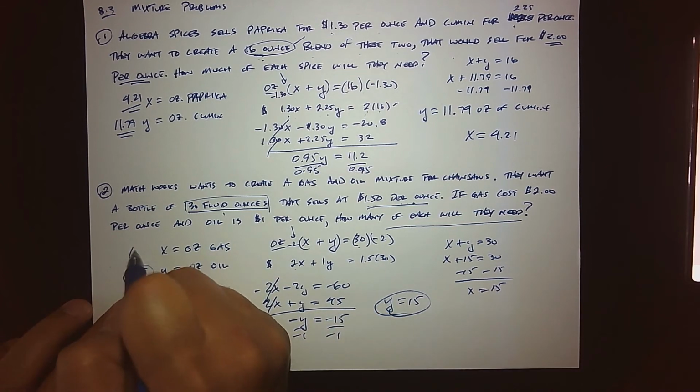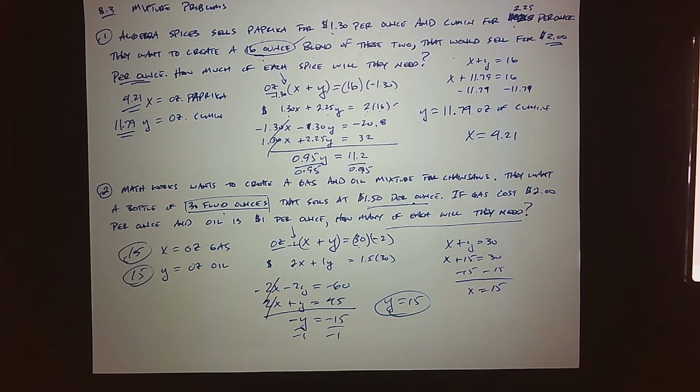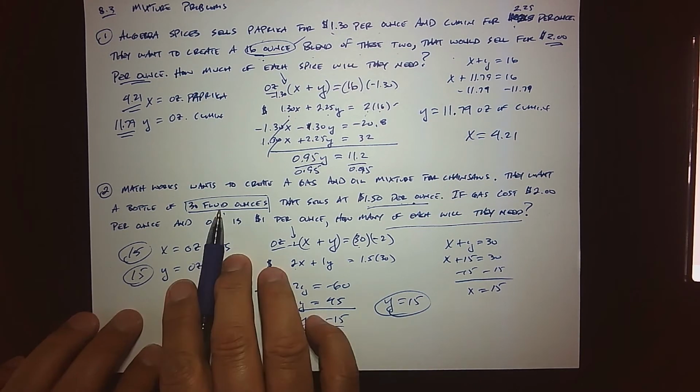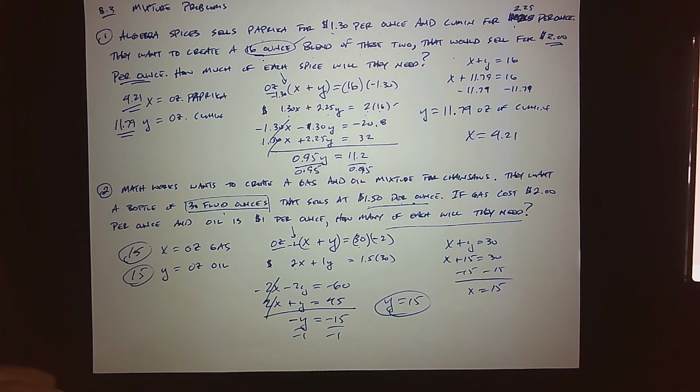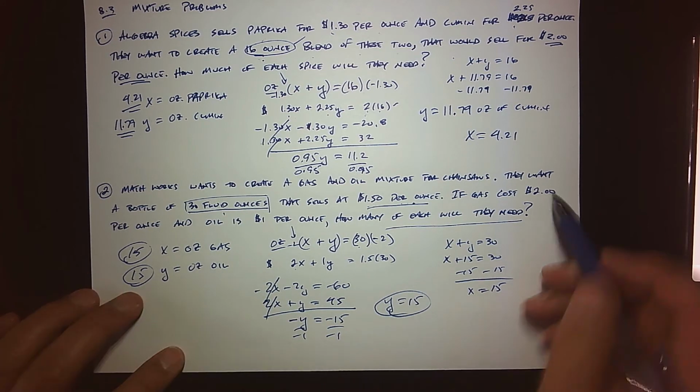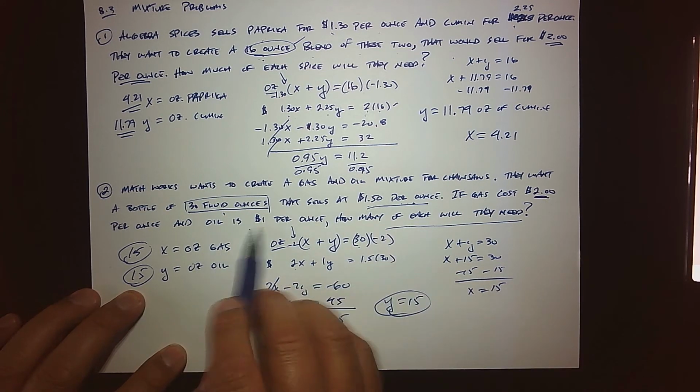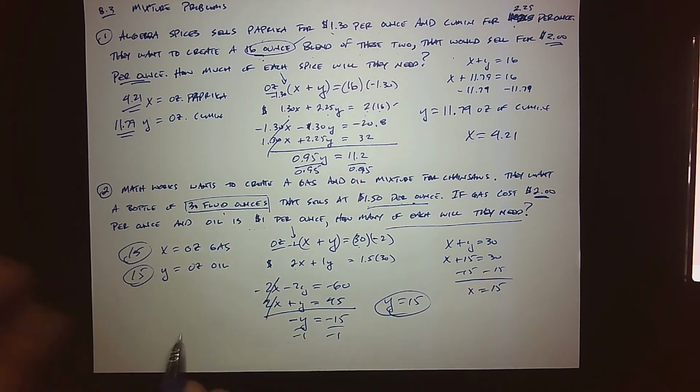So they actually need 15 of gas and 15 of oil, right, to create the 30 fluid ounces, selling at $1.50. All right, and that's probably not a surprise because $1.50 is right in between $1 and $2. So it kind of, again, supports what we maybe intuitively already knew. So hopefully you guys are getting the routine.